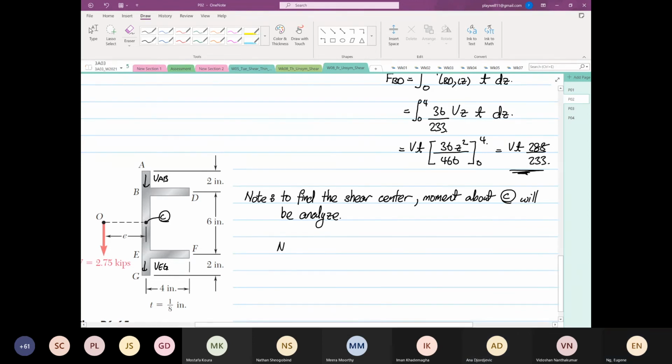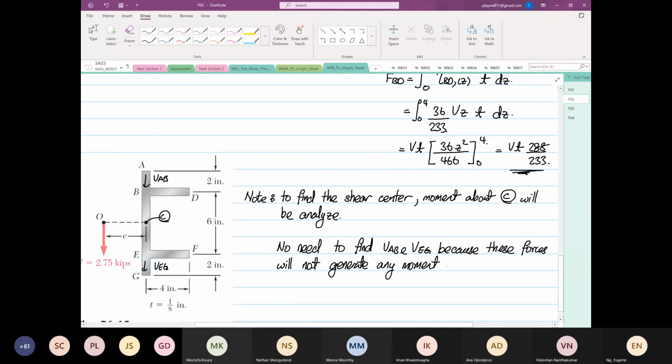Okay, no need to find VAB and VEG, because these forces will not generate any moment at point C, right? Why?